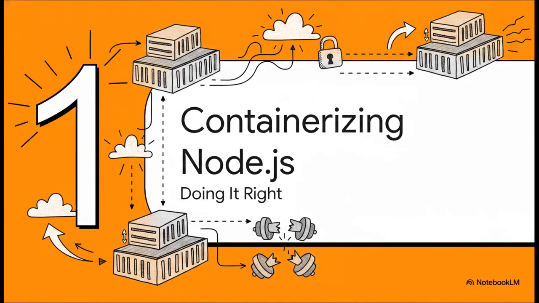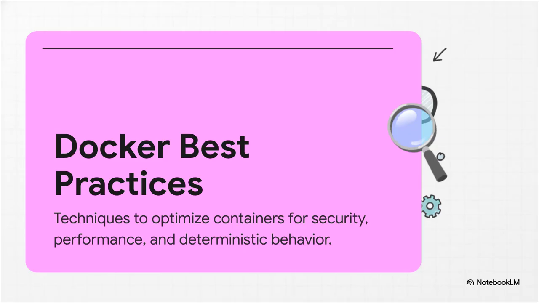All right, step 1, containerizing Node.js, right? Because look, a highly resilient auto-scaling cloud deployment means absolutely nothing if the code inside your container is bloated, insecure, or just wildly unpredictable. So to nail this, we have to talk about strict Docker best practices.